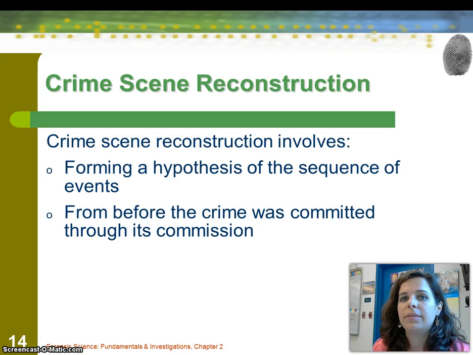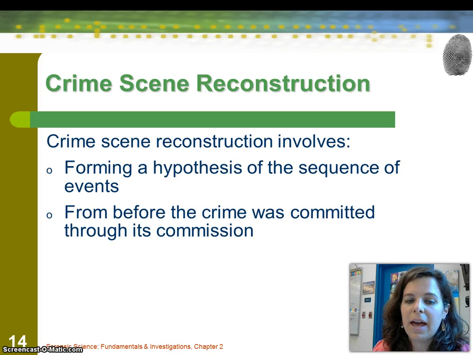An important piece of analyzing evidence is to do a crime scene reconstruction. This involves forming a hypothesis, or a prediction, of the sequence of events, what actually happened at the crime scene, from before the crime was committed all the way through when it was committed.